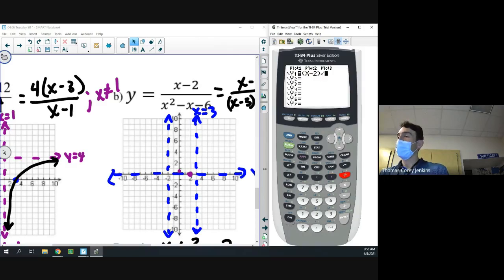Because really we get a better picture now that we have all that information when we actually type it in. All right, so we get x minus 2 over, it's easiest to type in the unfactored form, so that's how I'll type it, x squared minus x minus 6.